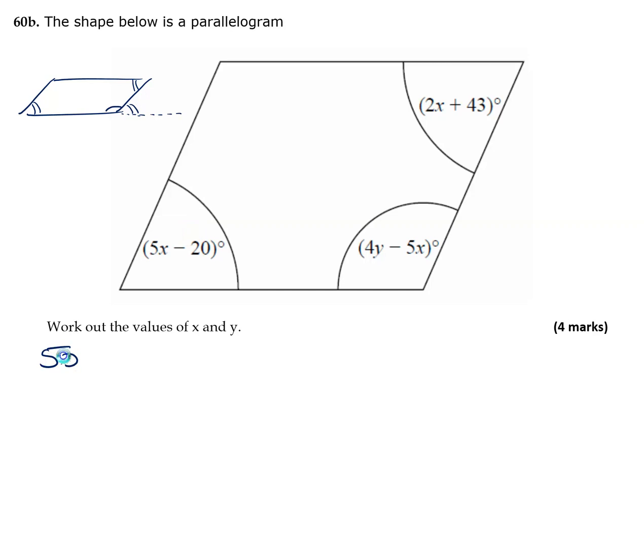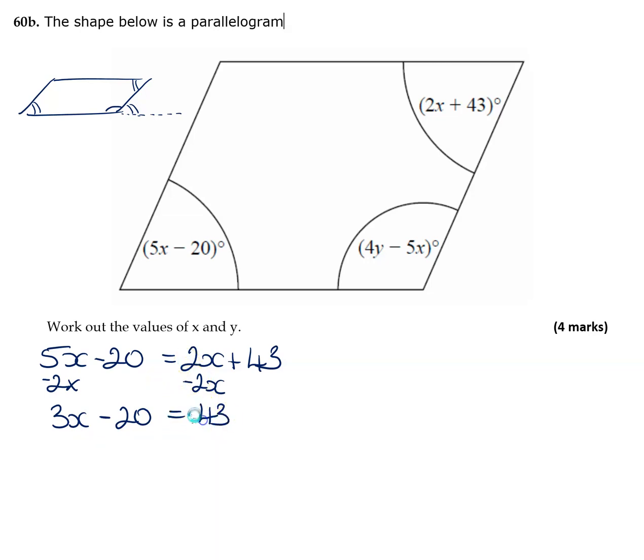So 5x take 20 equals 2x plus 43. Always look for the smallest number of x's. We've got 5x and 2x, so that's the 2x. So I'm going to take away 2x. I must do it to both sides to keep the equation working. 5x take away 2x is 3x. 2x take away 2x is 0. So I'm just left with 43.